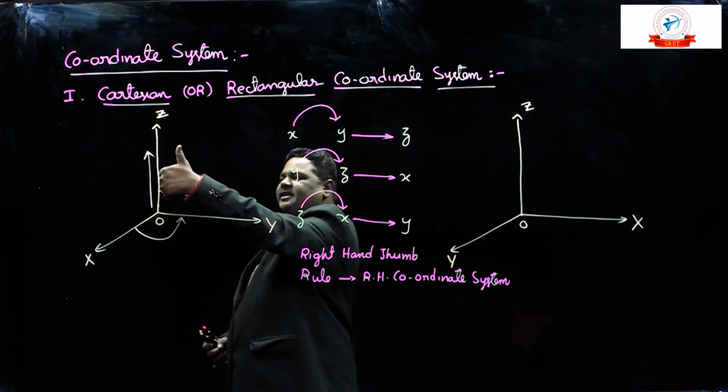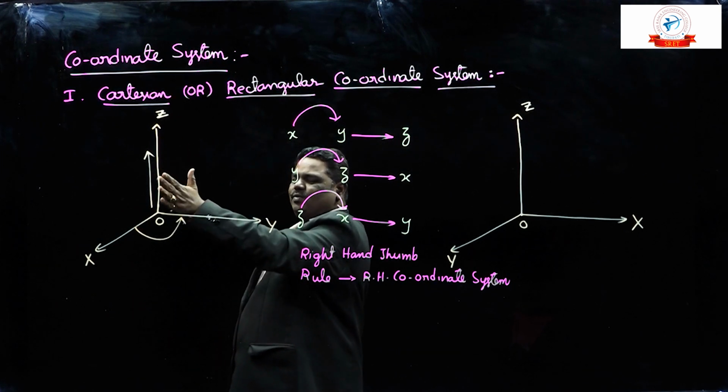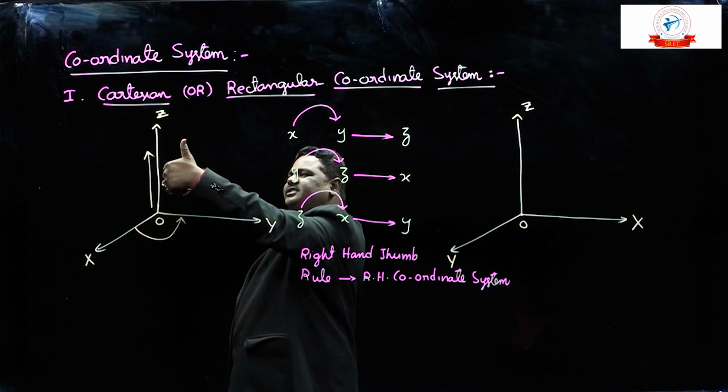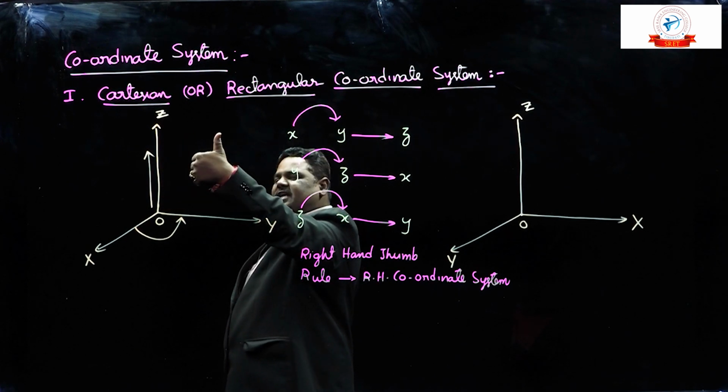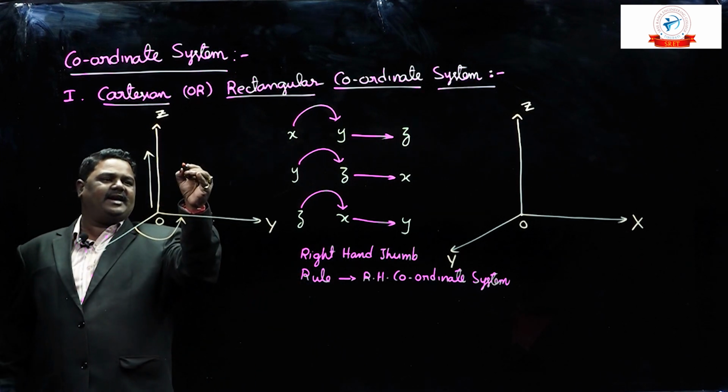Just consider the right hand thumb here. These four fingers indicate a rotation from x to y. Then the thumb finger shows the z direction. So this satisfies the right hand thumb rule, so the coordinate system is called a right-handed coordinate system.